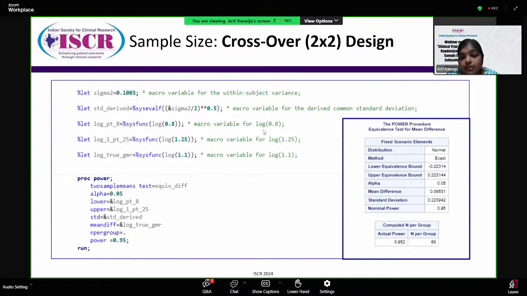In the presentation you can see that the number that is estimated here is 68. So for 95% of power, you can see that there is 68, which is the requirement. And with the click of buttons and using the right syntax in SAS, you are able to get the 2x2 kind of a study sample size.